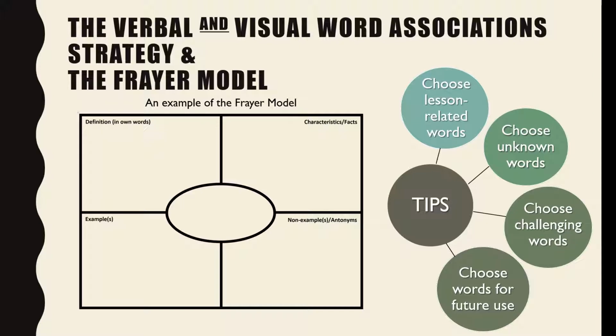To implement the verbal and visual word association strategy, educators can use the Freyer Model Graphic Organizer. The Freyer model was created by Dorothy Freyer in 1969 and displays four concepts around a word: a paraphrase definition, characteristics and/or facts, examples, and non-examples. Students can use words or pictures to complete each box. The next 4 slides walk you through the steps for completing one. Follow each of these for the I do, we do, and you do steps as outlined in explicit instruction.